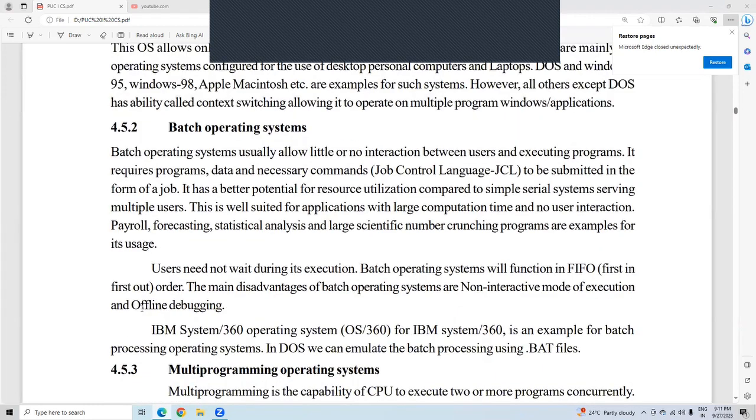So a batch operating system usually allows little or no interaction between users and executing programs. It requires programs.